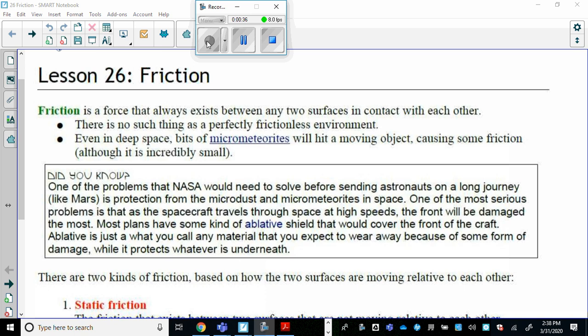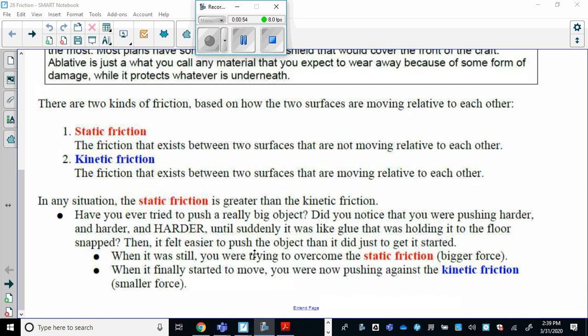You can probably figure out intuitively that if you're trying to push something, it takes the most force to get it moving. Once it's moving, it's a little easier, so there's less friction. Kinetic friction is always a little less than static friction. That's really all you need to know for the difference between static friction and kinetic friction.